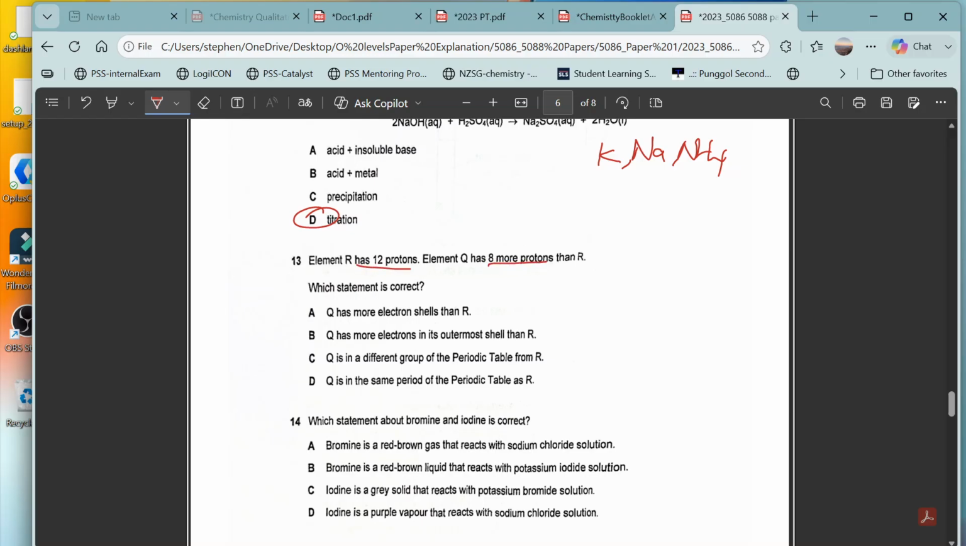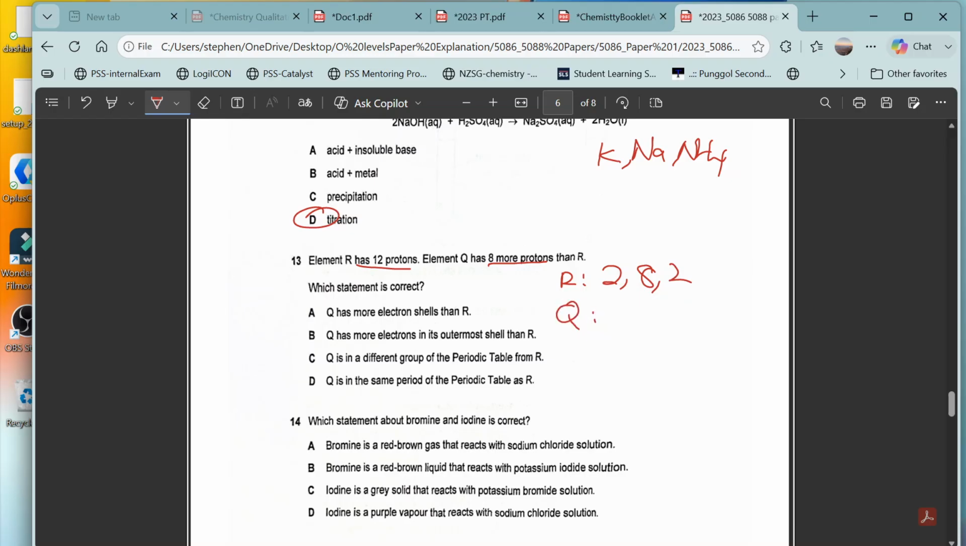Okay, let's do it. So these are given to you, right? Step 1 is to look at all the data you are given, and then step 2 is to look at the hidden information. So 12 protons. You need to write this down. Okay, the electronic configuration. Very good.